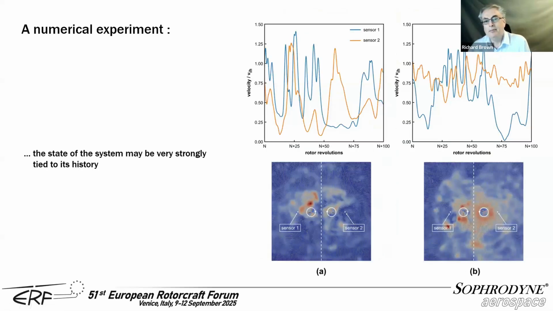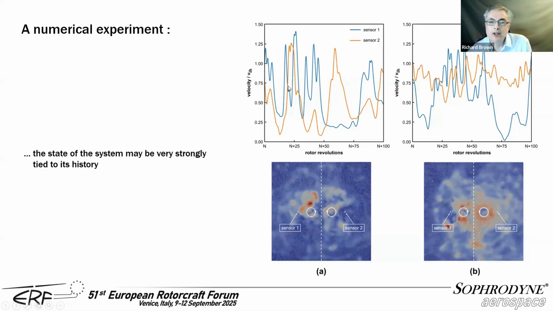Now, what that means, it seems, is that the state of the system might be very strongly tied to its history. So in other words, depending on how you start the system, you might measure something completely different to if you'd started the system from some different set of initial conditions. And that's brought home very much by these velocity traces constructed from the data at these two sensor locations over here.